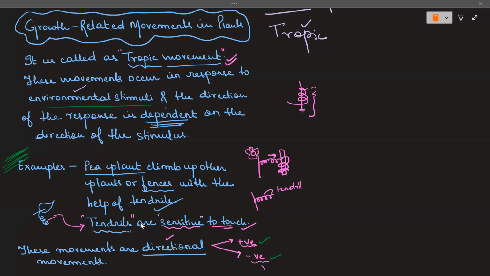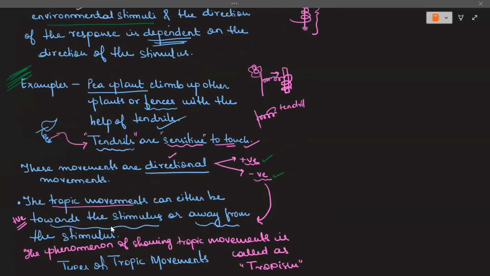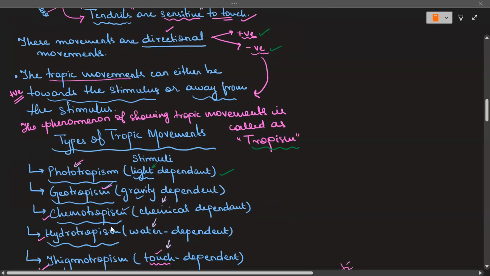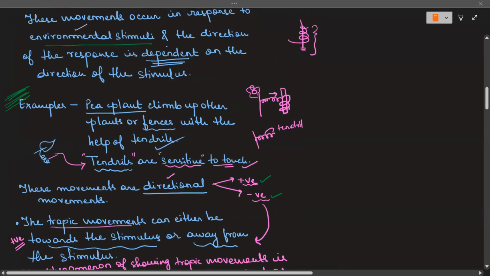Ma'am, can you please explain? I have a doubt. Which one? Ma'am, did you explain the positive and negative movements? Yeah, we'll see it with the examples so you'll understand it better. Okay.